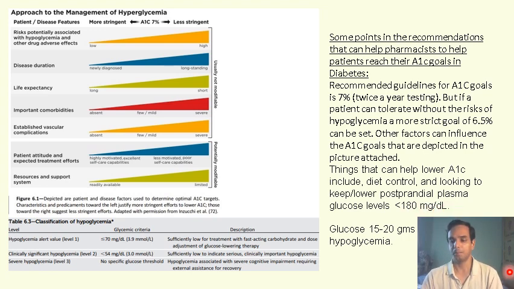So the patient should test the postprandial glucose levels and try to keep them below 180 milligrams per deciliter using medications or insulin. Hypoglycemia is considered to be less than 54 milligrams per deciliter, and treatment can be with 15 to 20 grams of glucose.